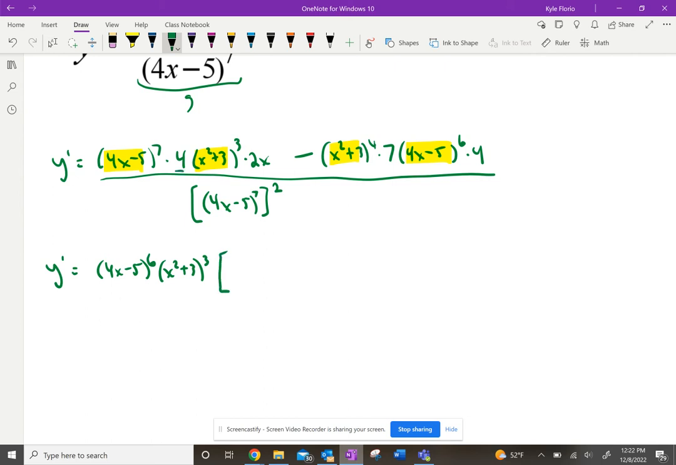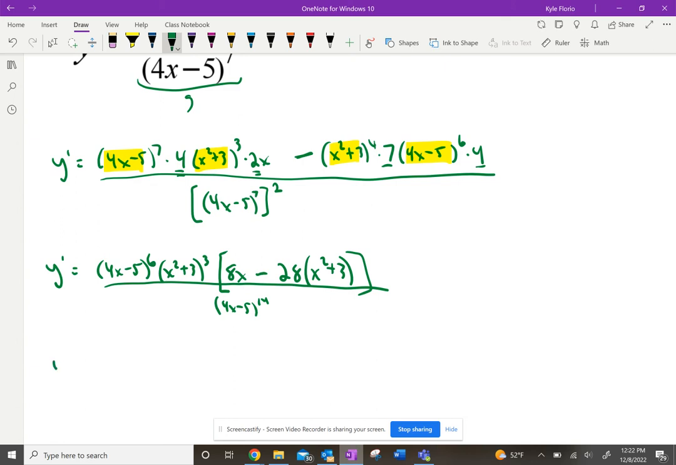And now 4 times 2x is just 8x. Minus 7 times 4 is 28. Now we took out 3 x squared plus 3 factors, so there's 1 x squared plus 3 factor left. And 4x minus 5 to the 6, we took out all 6 of those factors, so that's that. And it's all going to be divided by, oh, I forgot. 4x minus 5, now to the 7 times 2 is 14.